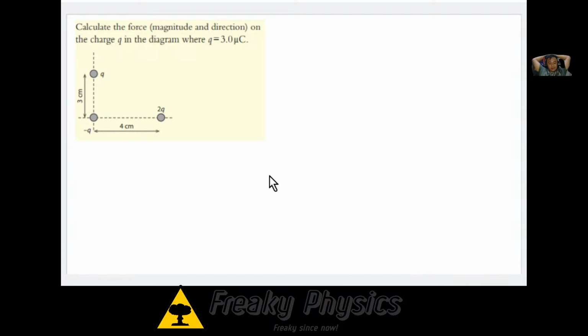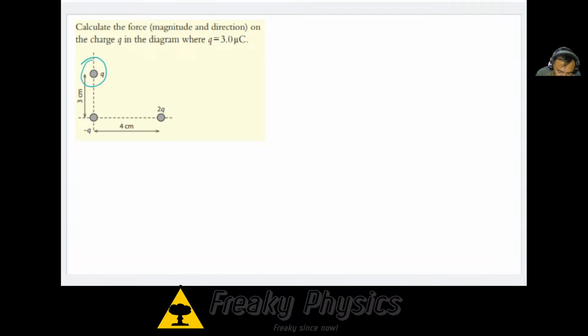Okay. So can I do like 8.99 times 10 to the power 9 multiplied by negative q multiplied by 2q, or no? No, because you can do that if we were looking for the force on negative Q or 2Q. But that's not what we're looking for. We're looking for the force on Q.